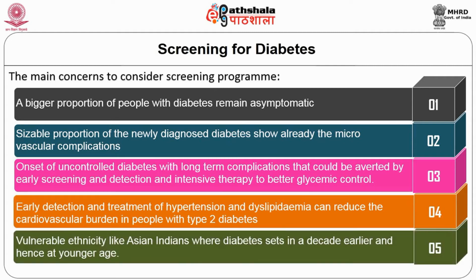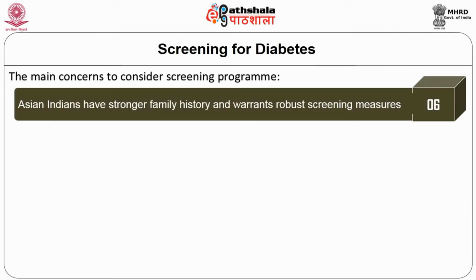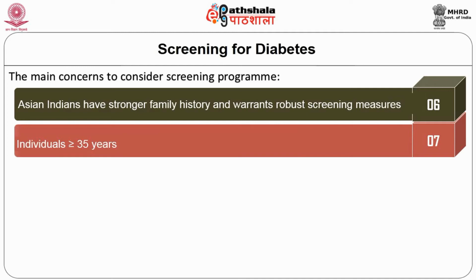And a vulnerable ethnicity like Asian Indians, like I told you before, we Indians are more prone to abdominal obesity. In the same vulnerable ethnicity, Asian Indians, diabetes sets in a decade earlier, hence at a younger age, so we need to screen them early. Asian Indians have a stronger family history, which warrants robust screening measures. So the age at risk is individuals greater than 35 years, as against the Western, maybe greater than 45.